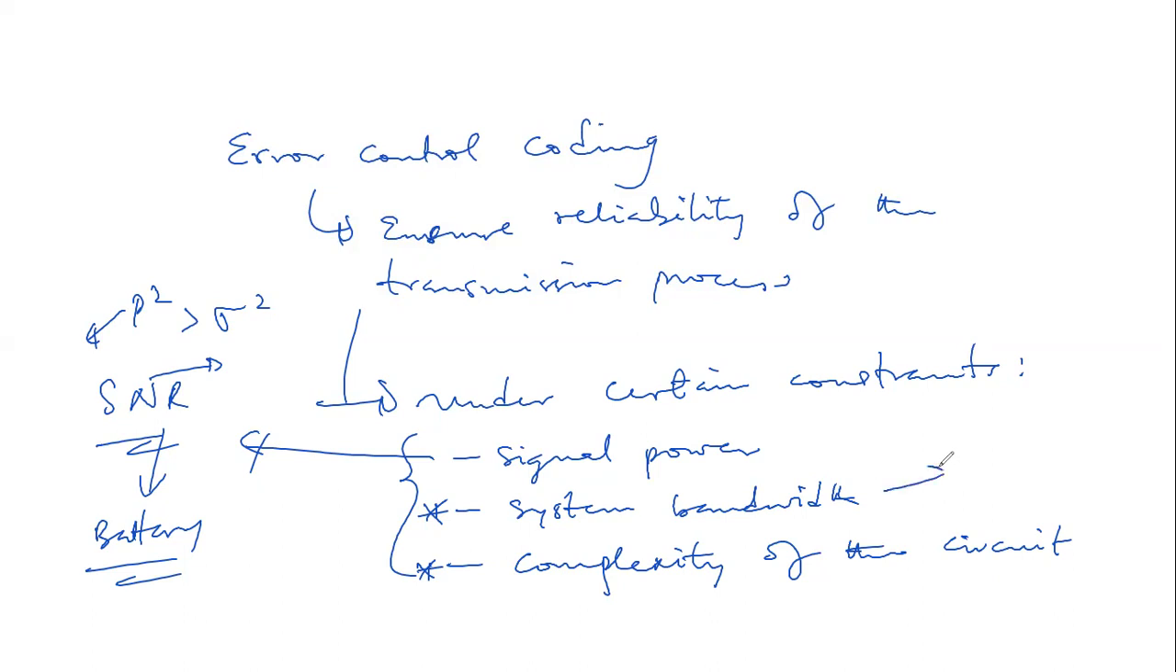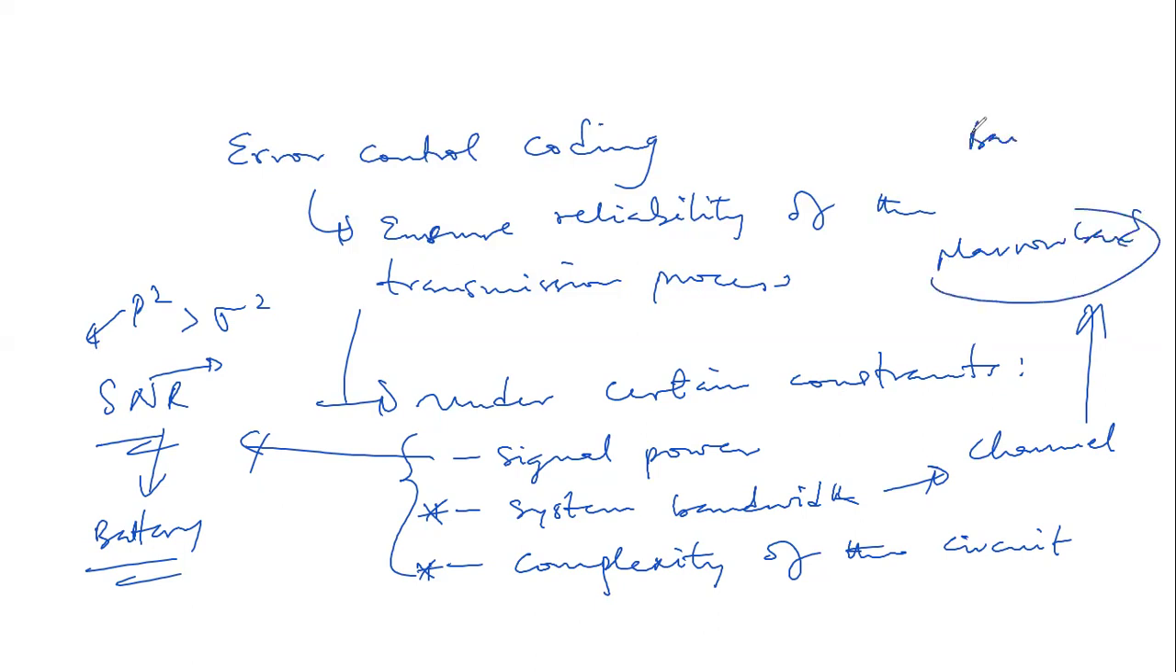Then bandwidth. The channel bandwidth is of interest to us because we are dealing with narrow band systems, or better still, band-limited channels, which we already discussed, and we know the capacity. And coming from Shannon, the rate of transmission should be less than that capacity for error-free transmission.